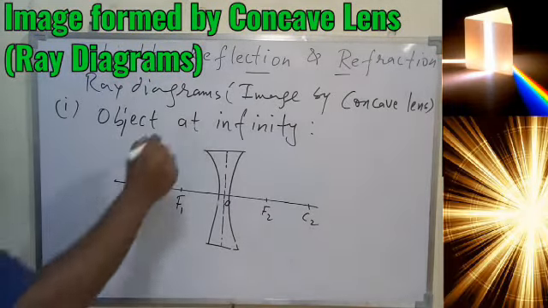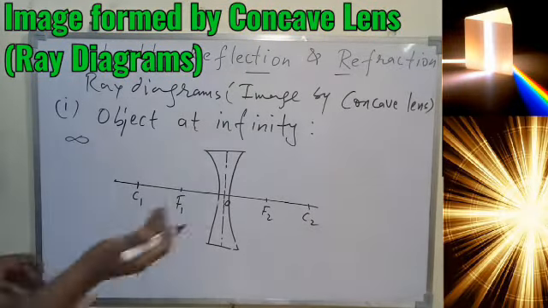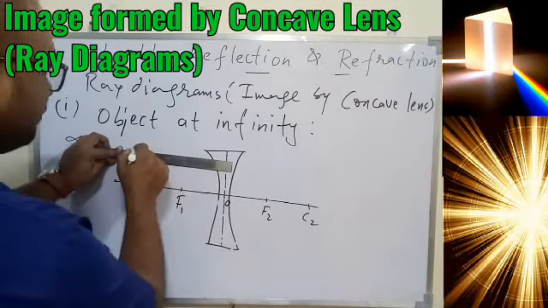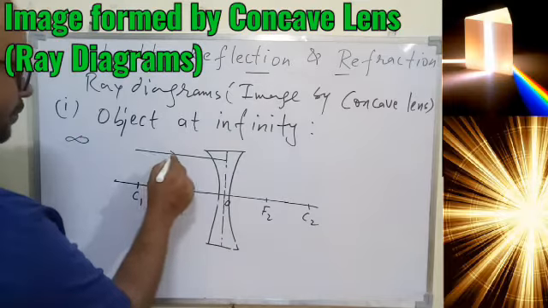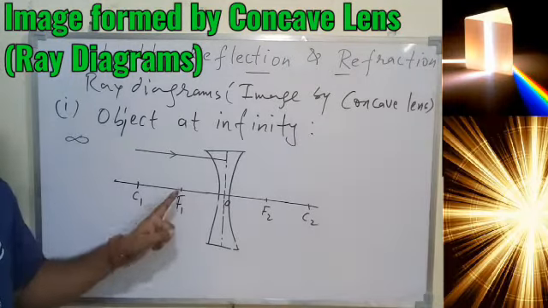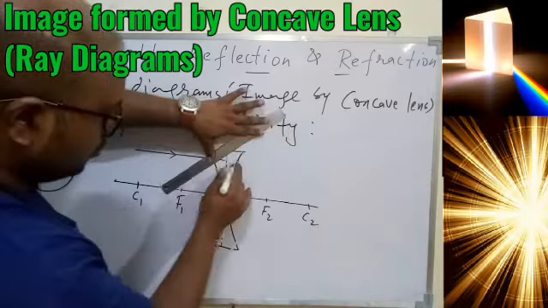So we know one thing: when an object is placed at infinity, the rays of light will come parallel to the principal axis. So we'll do the same thing here. Object at infinity means rays will come parallel to the principal axis. So this is the first ray coming parallel to the principal axis, and we know this ray will diverge from F1 according to the rule, and we can do it this way.